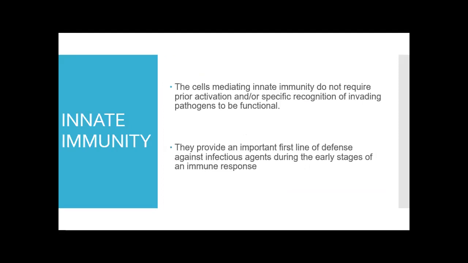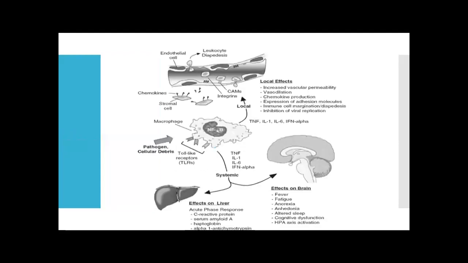First, we'll talk about the innate immunity. The cells mediating innate immunity do not require prior activation and or specific recognition of invading pathogens to be functional. They provide an important first line of defense against infectious agents during the early stages of an immune response. This is a diagram which is showing the innate immunity. There may be local effects or systemic effects.